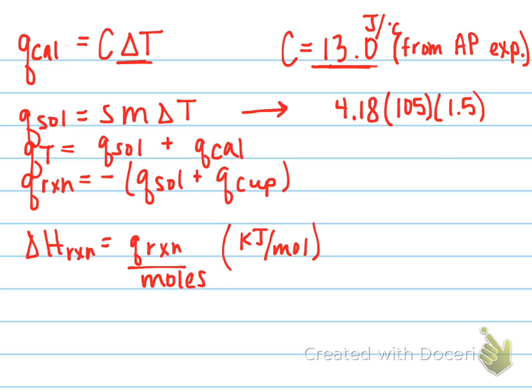Okay, so next is Q total. We take our solution plus our calorimeter. So this tells us what our calorimeter and our solution are absorbing. Your value for Q of solution plus Q of calorimeter is Q total.